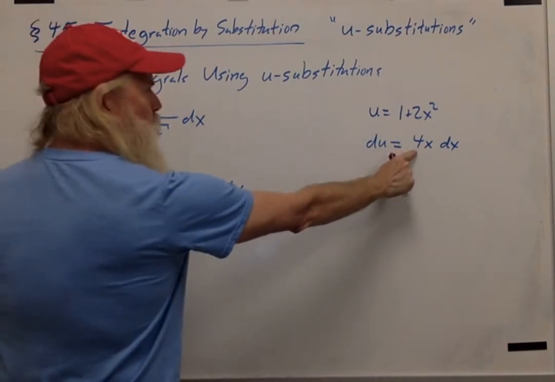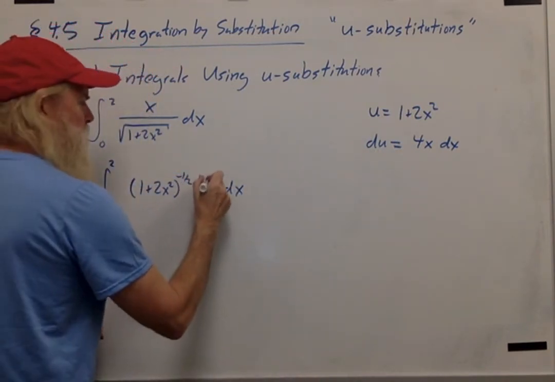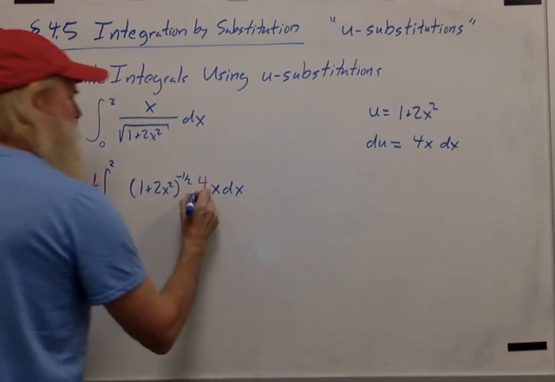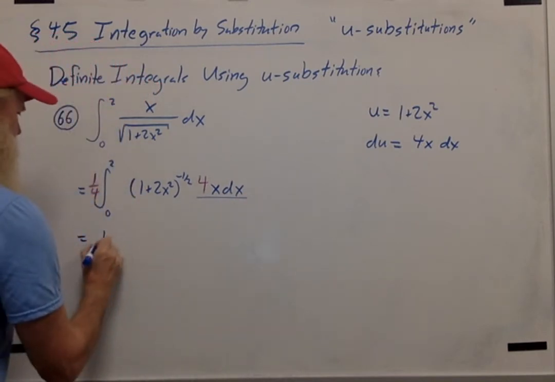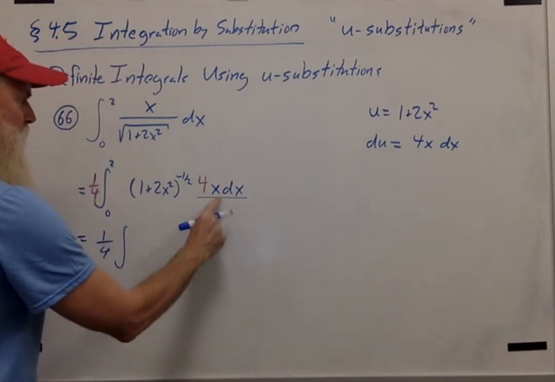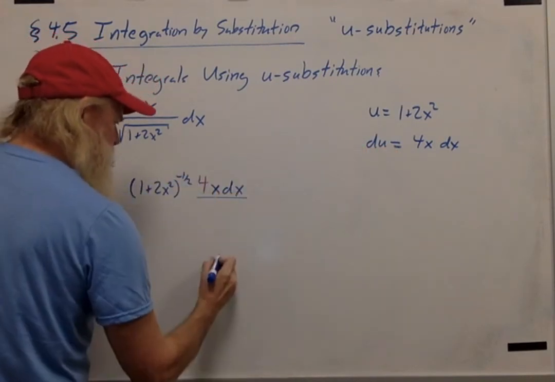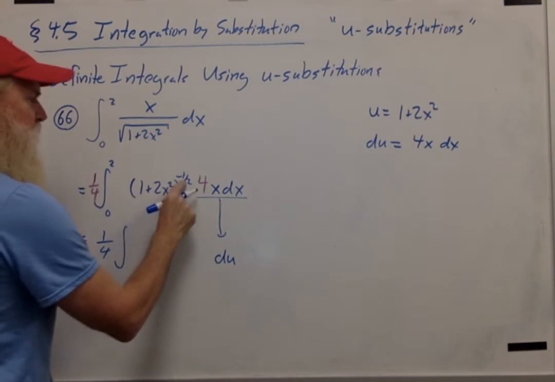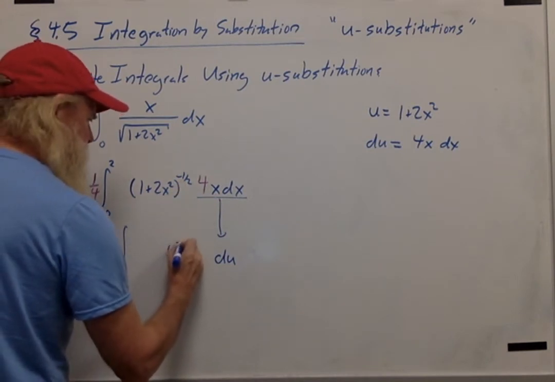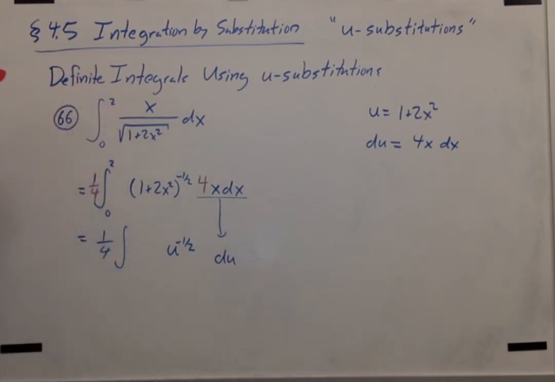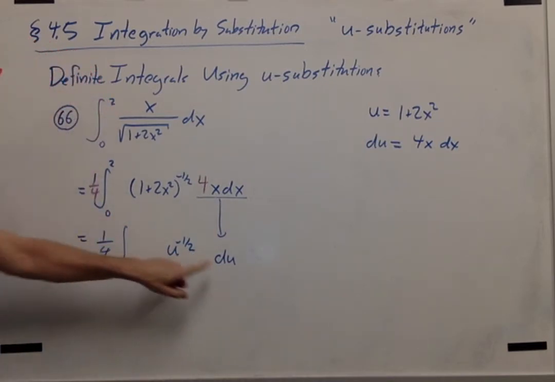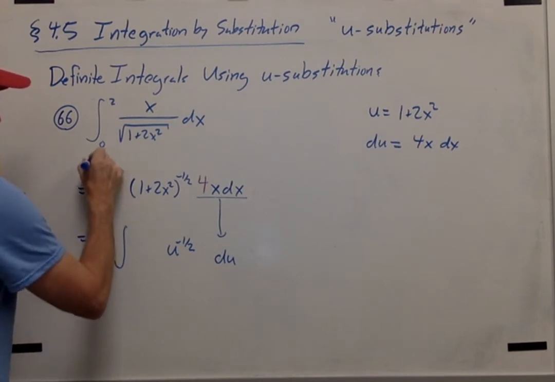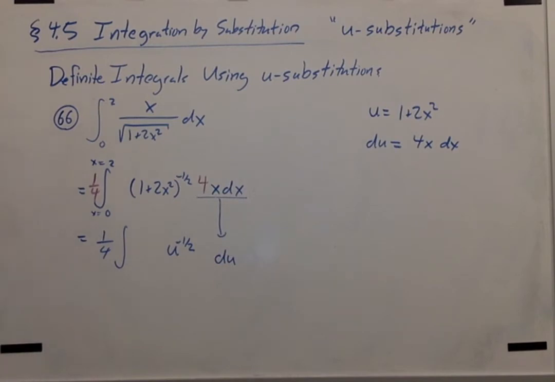Now, since I need a 4x dx, I will multiply by 4 and divide by 4. And then the 4x dx becomes du. The 1 plus 2x squared to the negative 1/2 becomes u to the negative 1/2. And last of all, let's change the x bounds into u bounds. So the bounds on x are 0 at the bottom and 2 at the top.